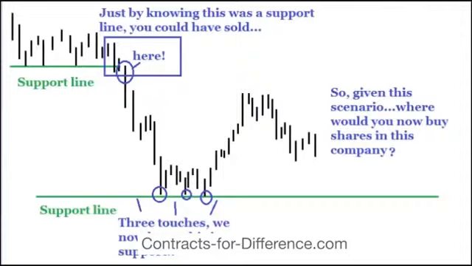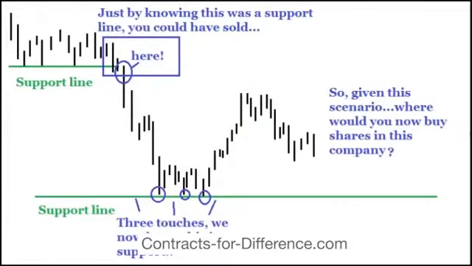If you were looking at that last black bar for the first time and you wanted to buy shares in this company, where are you likely to buy? Where would you think would be a good point to buy, knowing where the support levels are? Well, the obvious answer is that green line.